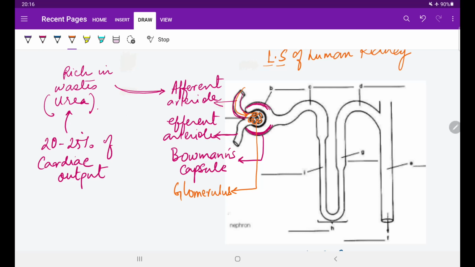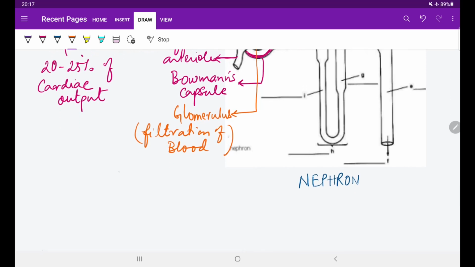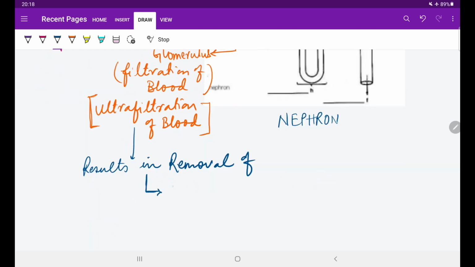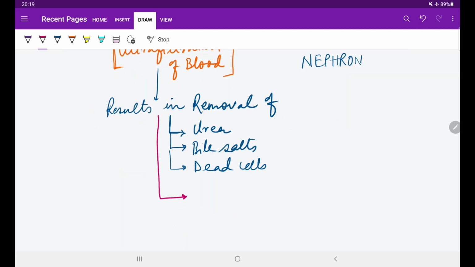Filtration takes place in the glomerulus, and as the blood is under huge pressure, the filtration is also extremely rapid, and thus this is called ultrafiltration of blood. When ultrafiltration takes place, it results in the removal of many unwanted wastes, such as urea, bile salts, and dead cells. But apart from that, some useful substances also get removed.